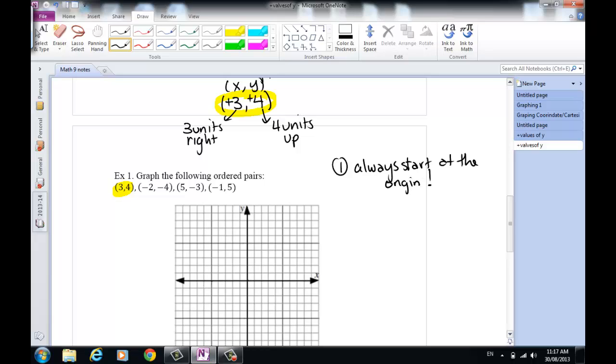Okay, so we're going to count 1, 2, 3, and then we're going up 4. 1, 2, 3, 4. Once we've done both pieces, we put in our point. We can erase all of the squiggles, and we're going to finally label it. This is 3, 4. Alright, next one. We have -2, -4.